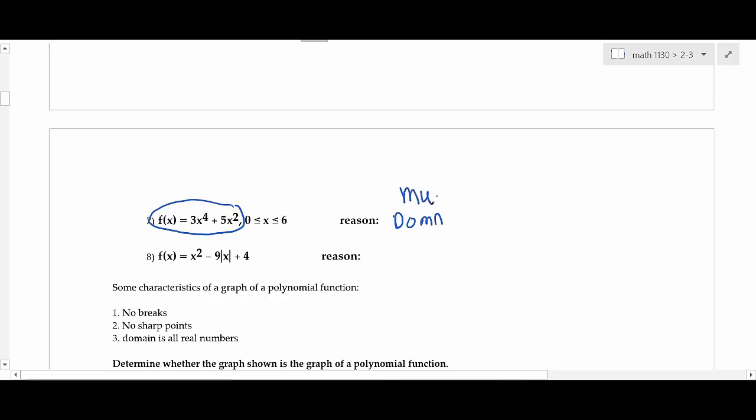I want to say this, you can write it like this: a polynomial must have a domain of all real numbers, okay? And so what I'm doing there, you can't have just a piece of a polynomial. If I go from 0 to 6, that's only a piece of it. You want the domain to be all real numbers, okay? And then number 8, what's the problem with that? Probably, yeah, absolute value, so you can't have that.